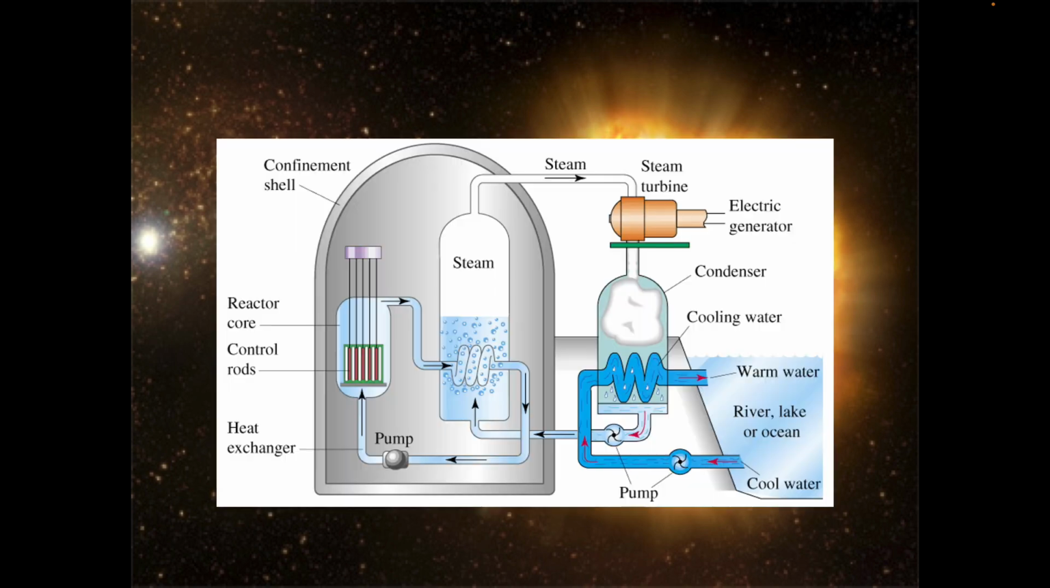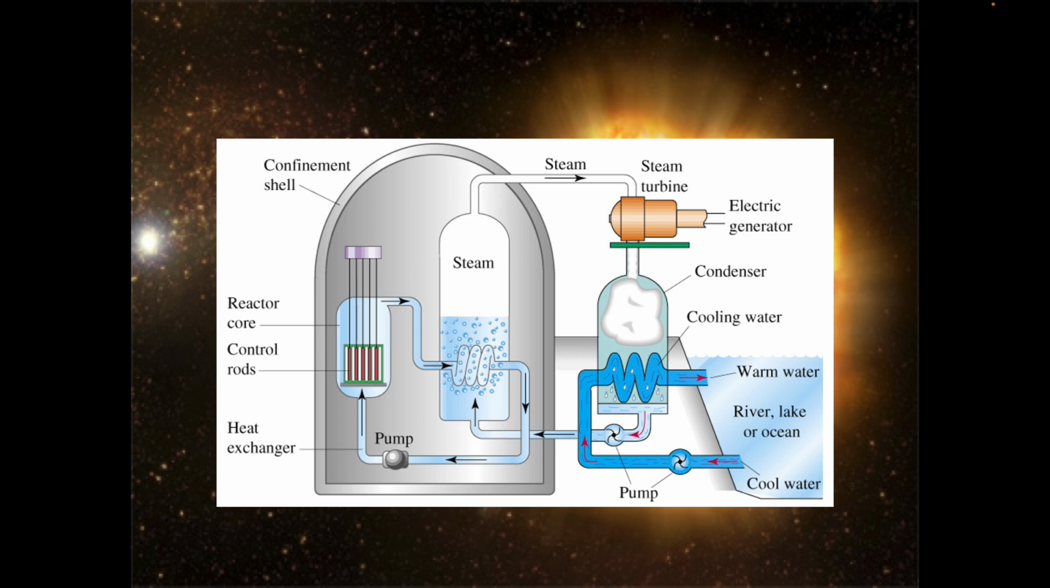So basically, this is how a nuclear generator works. You've got your confinement shell, and in your reactor core, you've got the control rods, and you've got fissile material there, uranium of some sort, or perhaps plutonium. It all depends on the reactor. They will undergo the reaction. Now, the control rods help control how fast the reaction goes, because you don't want it happening too fast or you get the earth-shattering kaboom. So the control rods help decrease the amount of neutrons going through.